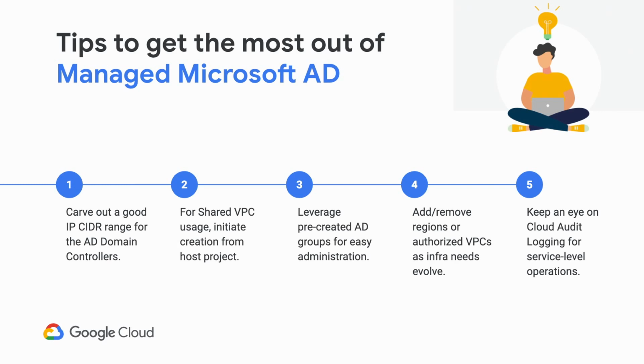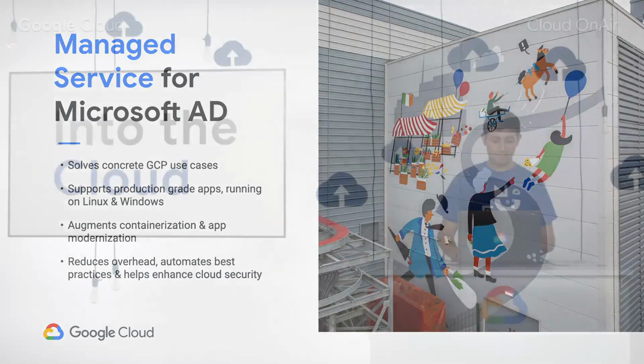I showed you several pre-created Active Directory groups, so please feel free to utilize them for easy administration. You can come back and add and remove regions, add and remove authorized VPCs, and add and remove or attach or detach trust relationships after you've created the managed AD domain. So there is a point in time when you create it, and then more operations you can do over the lifetime of the Active Directory domain. And of course, you can look more closely at our integration with Cloud Audit Logging for the service level operations.